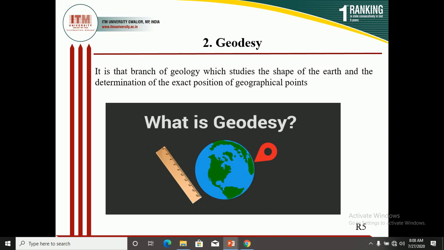Next is geodesy. What is geodesy? Geodesy is basically a branch of geophysics in which we study the shape of the earth and the exact positions of different points on the earth.